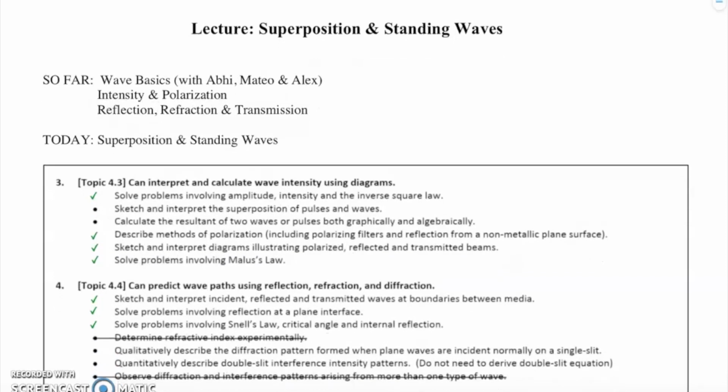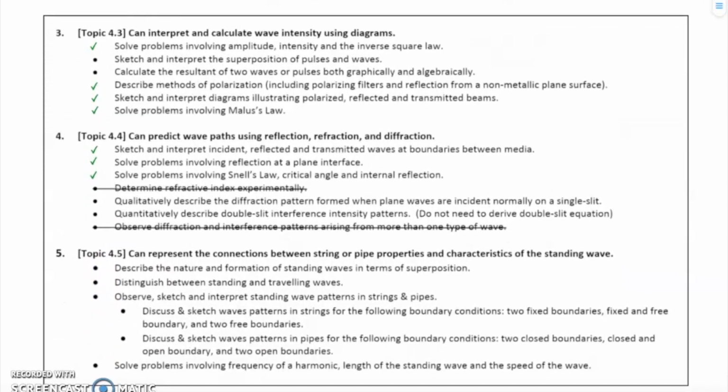Following along with our objective sheet, you can see that we're coming along quite nicely with lots of check marks. Today our focus is really going to be on sketching and interpreting superposition of pulses and waves, calculating a resultant of two waves graphically and algebraically, as well as almost all of objective five. So talking about standing waves versus traveling waves, sketching and interpreting standing wave patterns in strings and pipes. We'll talk about boundary conditions on strings and boundary conditions on pipes. And then solving problems involving frequency, harmonics, length, and speed.